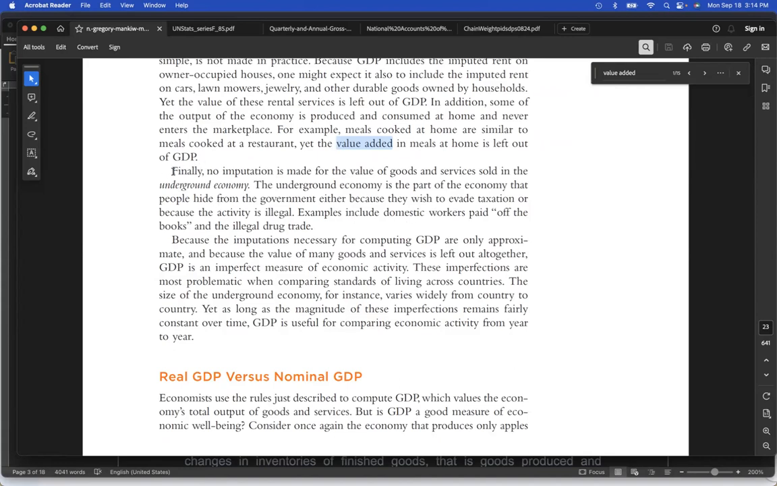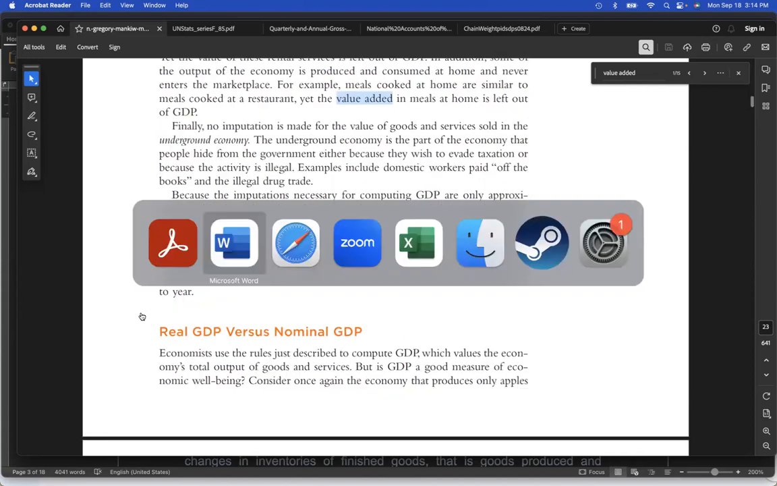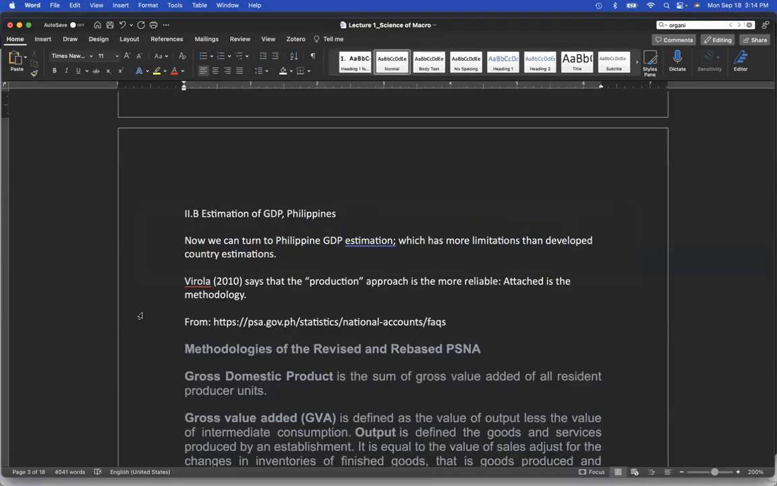So an important paragraph here, not important for the United States, but important for us because in the Philippines, we have to really think hard about the informal or underground economy. So I'll be showing you guys the PSA methods later, and assessing the underground economy is key. Okay. All right.